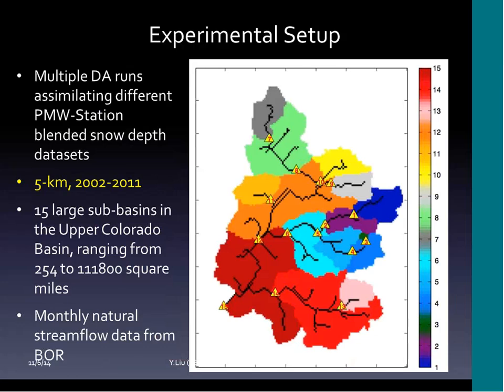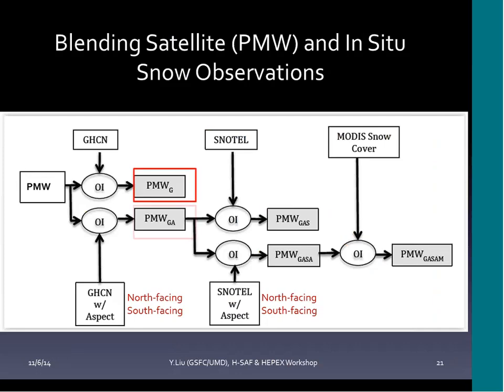And so we're looking at 15 large river basins in this area. So the largest basin is more than 100,000 square miles, so it's huge. And because the basin is heavily regulated, we cannot use the US Streamflow, so our model does not account for reservoir operations or regulations. So we use the monthly natural flow data from Bureau of Reclamation.